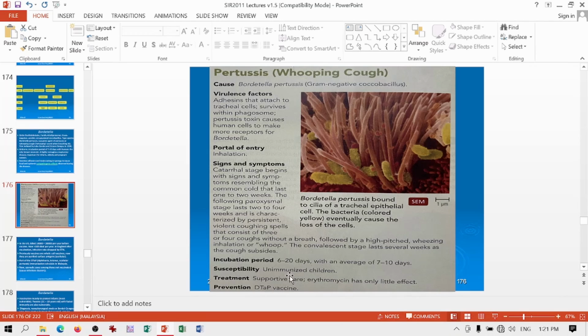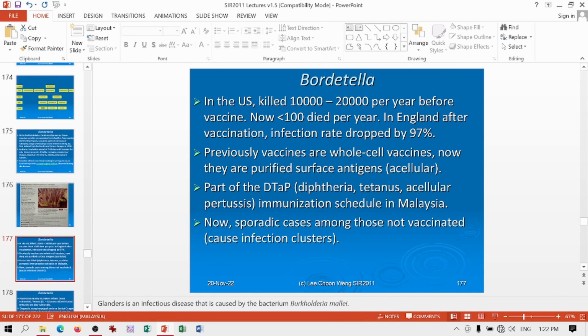Susceptibility is highest in unimmunized children. We can actually prevent it by taking the vaccine. In the past, it killed 10,000 to 20,000 per year in the US before the vaccine, but now less than 100 die per year. In England, after vaccination, the infection rate has dropped by 97%. That's why vaccines are important and useful in this kind of situation.